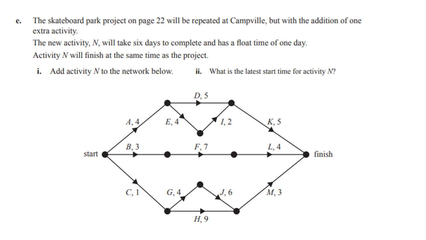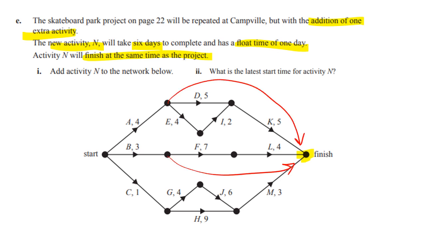Okay, so we've got exactly the same situation, but with the addition of one new extra activity, which is called N. It's going to take 6 days. It's got a float time of 1 day, and we'll finish at the same time as the project. Now that last bit means that it's going to attach to the finish. So where could we attach from? Well, you might think we can attach from anywhere, like this or like this, but we can't, because that would require a dummy. So there's only 2 places we can attach from.